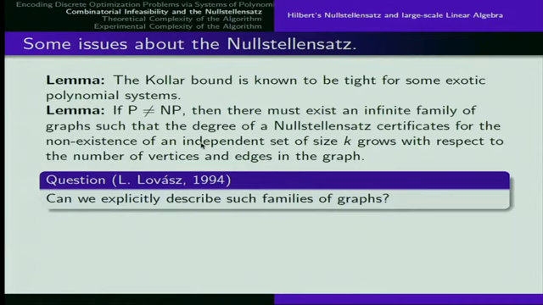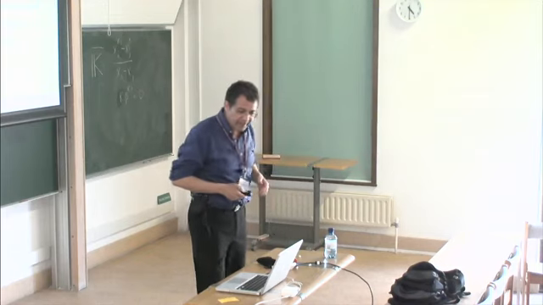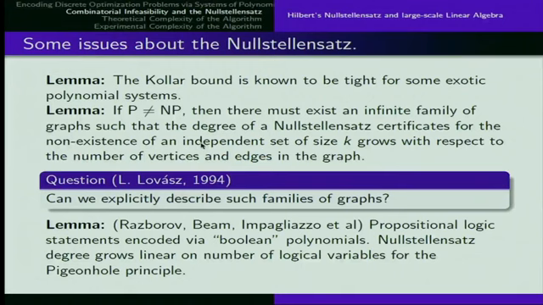So in '94, Lovász asked the question: can somebody find these graphs? It's interesting to know who these graphs are, because then you have some evidence that P is not equal to NP. It's backing up the evidence. Several computer scientists worked on this, Razborov, Beame, and Pitassi. They were studying the growth of these polynomials for propositional logic. People in computer science studied SAT problems and logical instances, and they showed some growth for problems in logical instances.